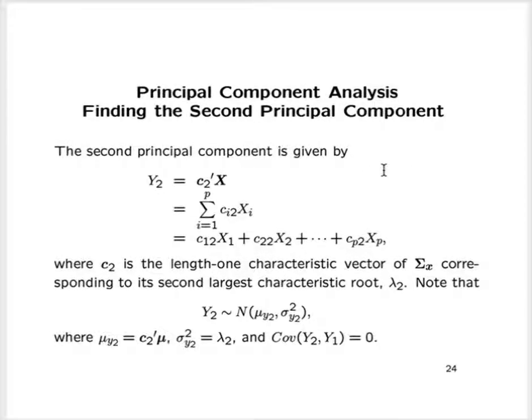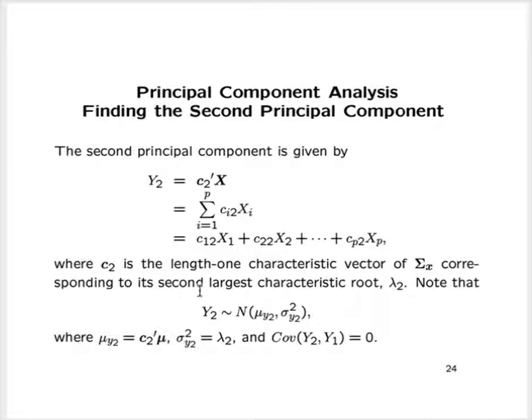Now, how do we get that? Well, the second principal component is given by this linear combination of the x vector. You see here we've got different constants, c12 times x1 plus c22 times x2 and so forth out to cp2 times xp. Now, where do we get these coefficients? Well, the coefficient vector c2, again, is a characteristic vector of cap sig. It's the length 1 characteristic vector of cap sig corresponding to its second largest characteristic root, lambda 2.